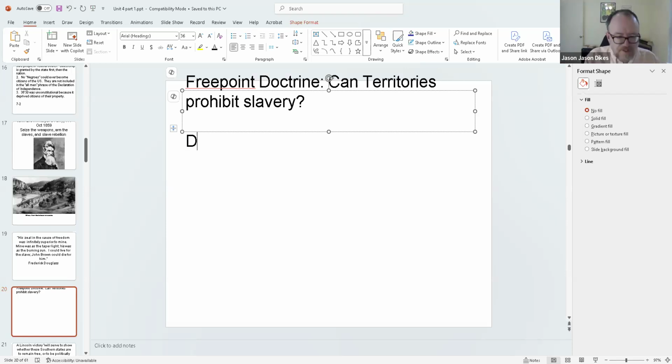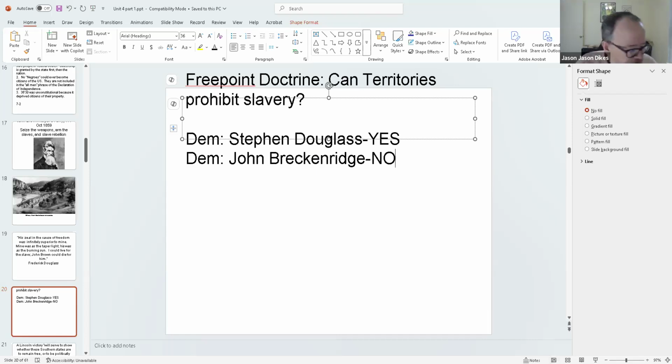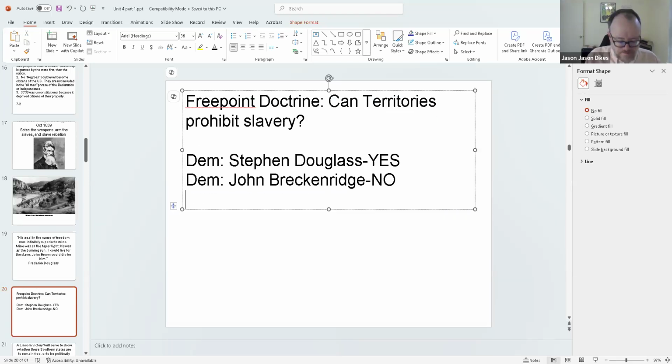Candidates: Democratic Party, Stephen Douglas. Yes, territories can prohibit slavery. The other Democrat, John Breckinridge. No, territories cannot prohibit slavery. So the Democratic Party is already breaking up into two wings. We're also going to have a third party, the Constitutional Union Party, John Bell.